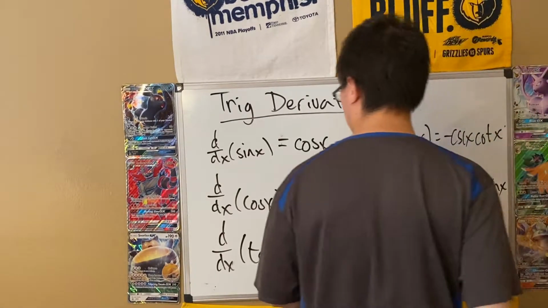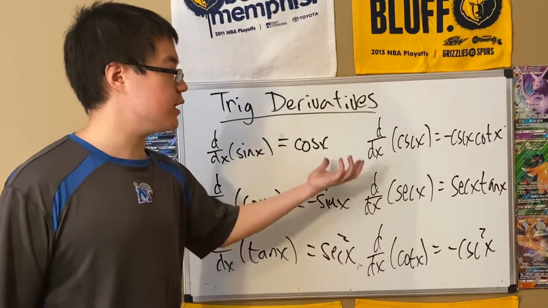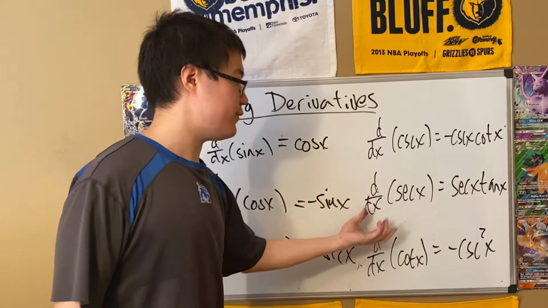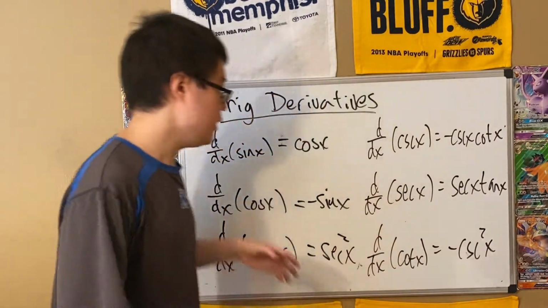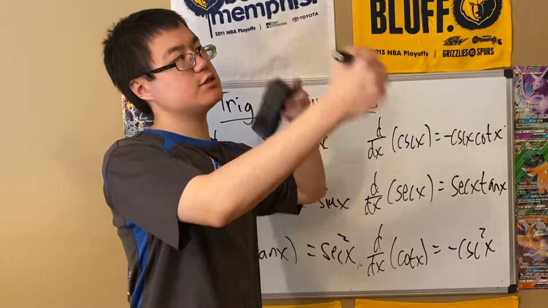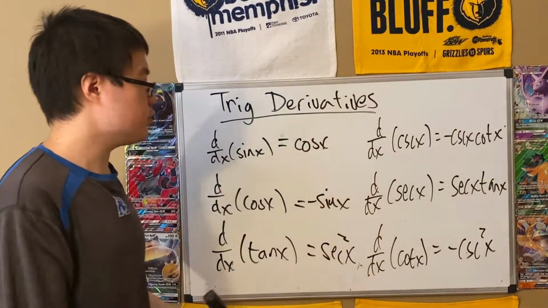So hopefully you understand the format of this. Remember that d/dx just means take the derivative of this thing. So for example, it says the derivative of secant x is secant x tan x. And again, you do need to memorize them. They will be a pain. Just pull out those flash cards and keep shuffling until you memorize them.